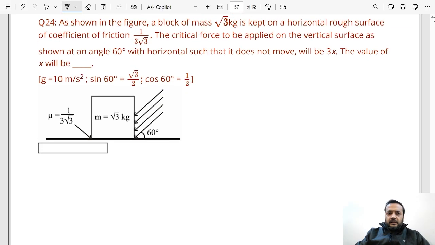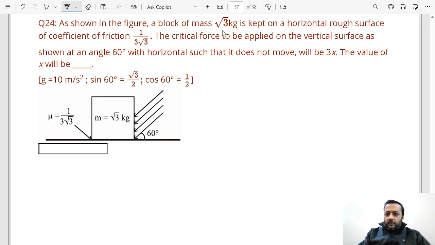So in this question, what happens? There is a block of mass root 3 kg which is kept on a rough horizontal surface. The coefficient of friction is 1 by 3 root 3. We have to find the critical force which, when applied at an angle of 60 degrees, such that the block is just about to move. So you can say very simple question. This is a favorite question for many of you because mechanics is a favorite for many of you. So we have to find the critical value of this force.